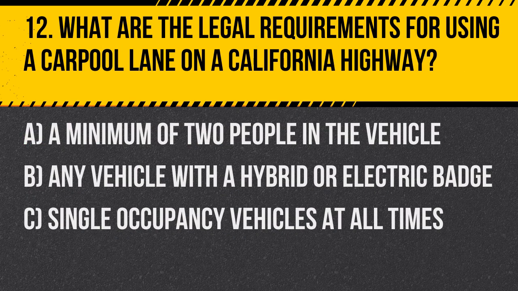Question 12. What are the legal requirements for using a carpool lane on a California highway? A. A minimum of 2 people in the vehicle. B. Any vehicle with a hybrid or electric badge. C. Single occupancy vehicles at all times.